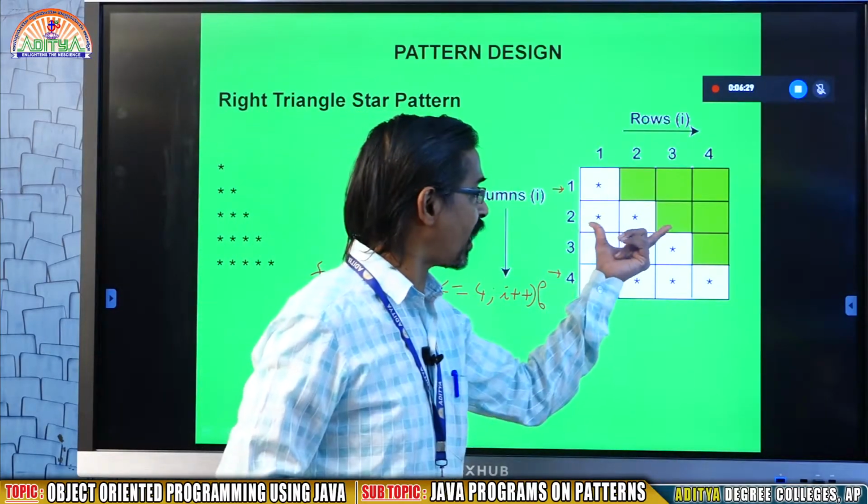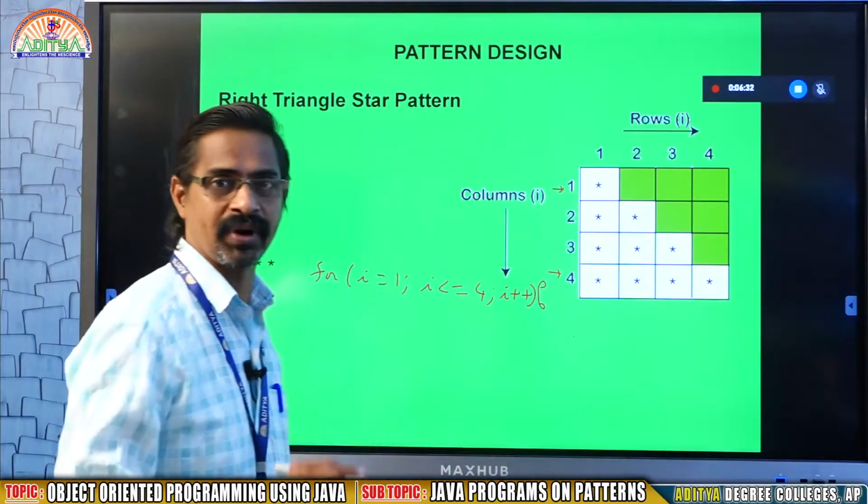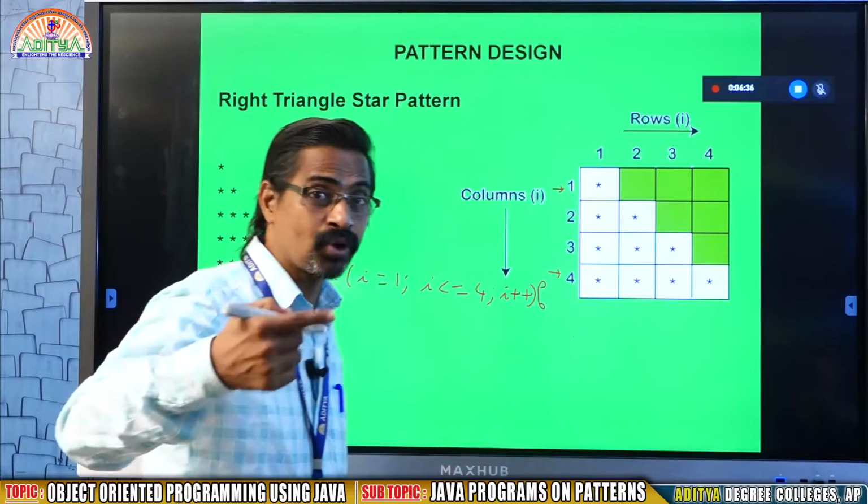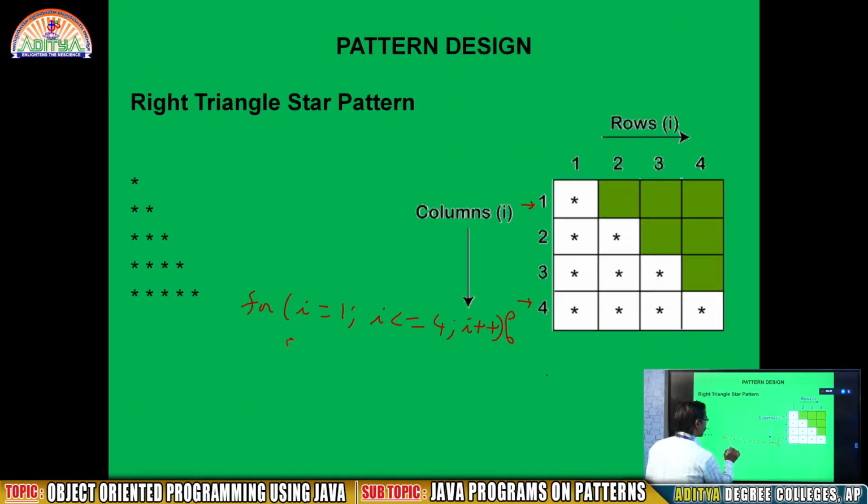Up to that I value, I need a loop. That is the point. When I value is 3, I need 3 stars. That means up to I. So I am writing another for loop: for j equal to 1, j less than or equal to I. When I value is 3, up to 3 stars. When I value is 4, up to 4 stars. When I value is 6, that is 6 stars. So j equal to 1, j less than or equal to I, j plus plus.